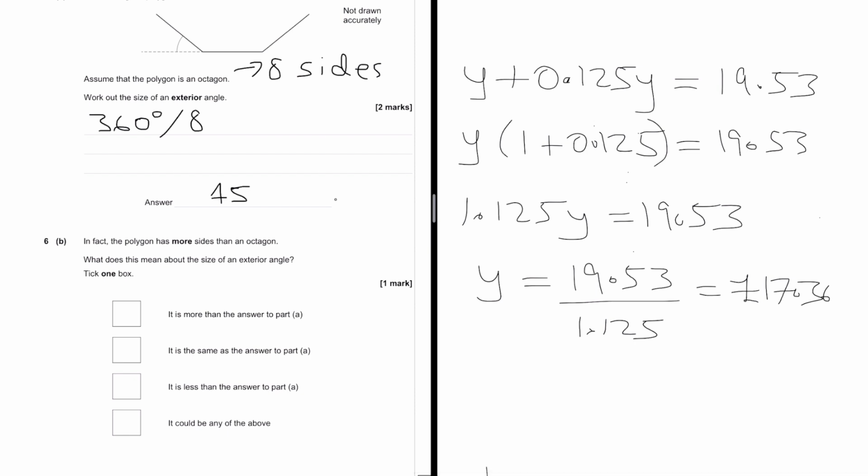For part B, we're told that the polygon has more sides than an octagon. What does this mean about the size of an exterior angle? Well, all this means is instead of having an 8, it's going to be a number higher than 8. So if the number in the denominator increases, then the total size of the angle is going to decrease. So it's going to be less than the answer to part A.